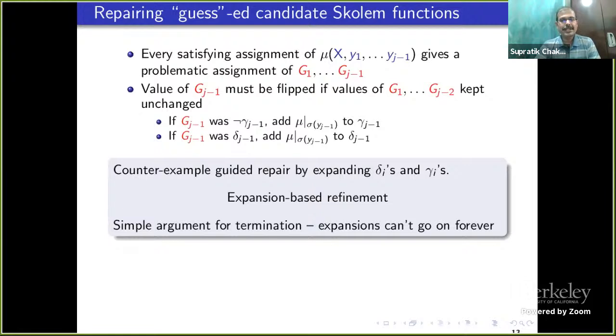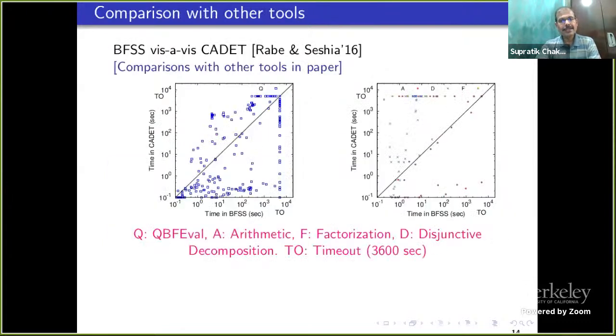And this also gives us an easy argument to say why this must terminate, because these expansions cannot go on forever, right? These are eventually under approximations of some quantities, and I'm adding more and more min terms to these quantities. I will eventually reach the quantities they were trying to under approximate.